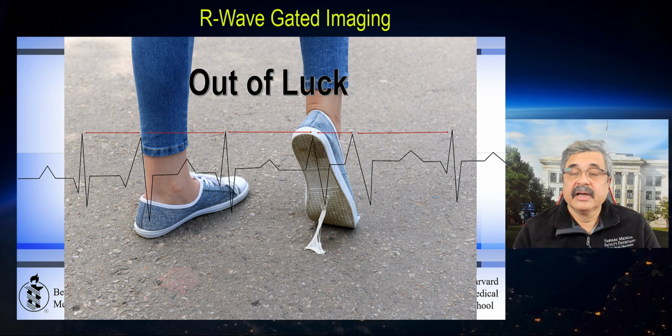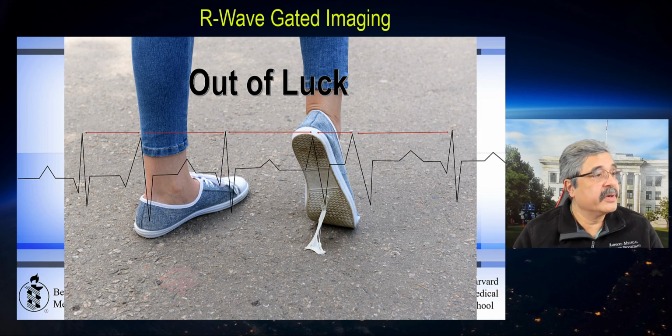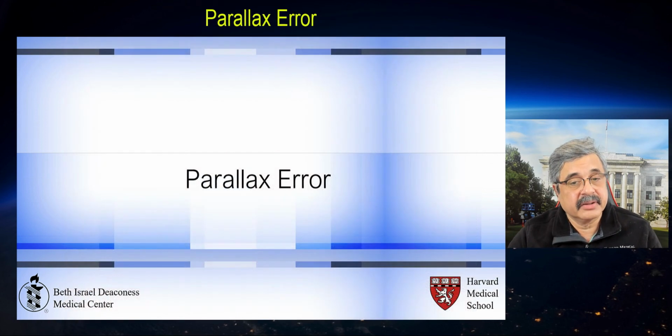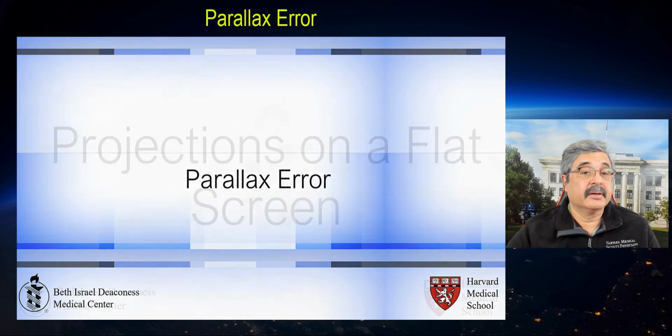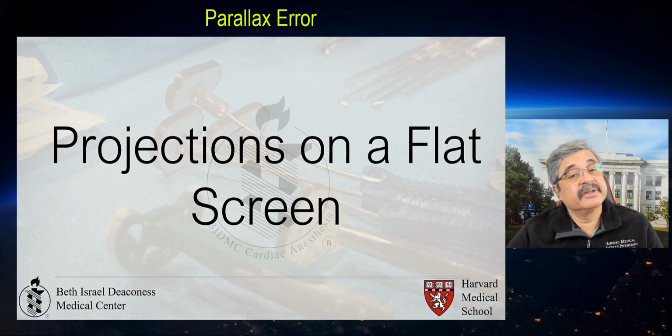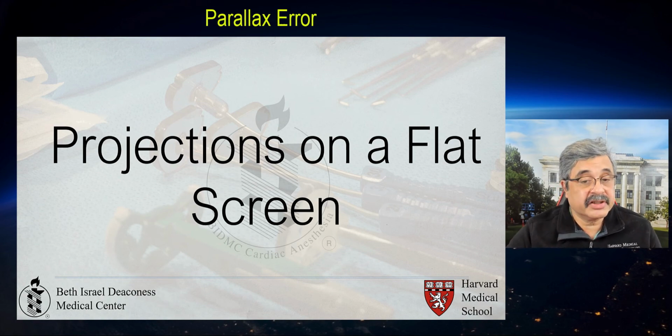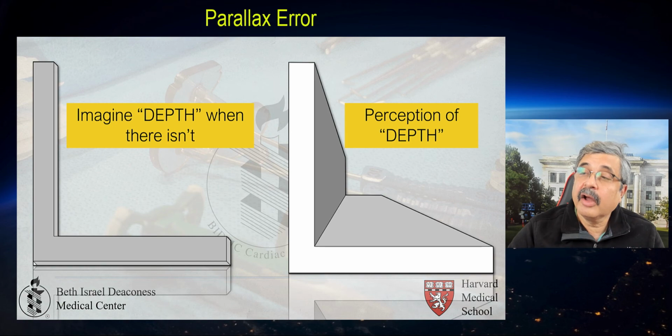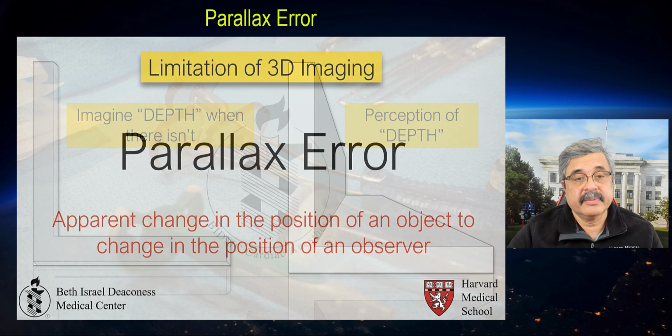However, if the patient has any arrhythmias or atrial fibrillation, then you're out of luck because this cannot be achieved in that fashion. The last thing is the parallax error, which means these three-dimensional images, as we see them on the screen, appear to be three-dimensional, but they are projections on a flat screen. There's a perception of depth, but there's no actual depth in the screen, and that's called a parallax error, and that's the reason we cannot make any linear dimensions on these images also.